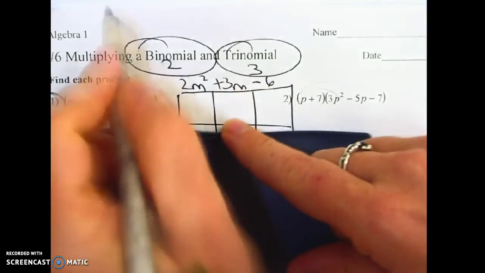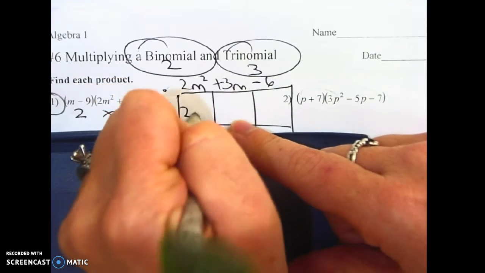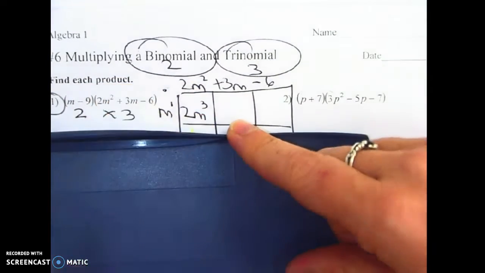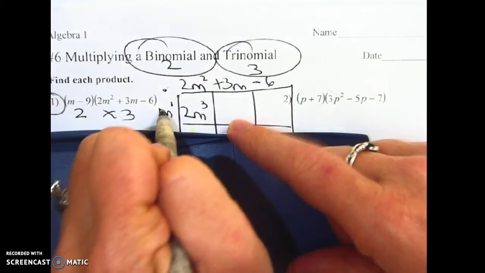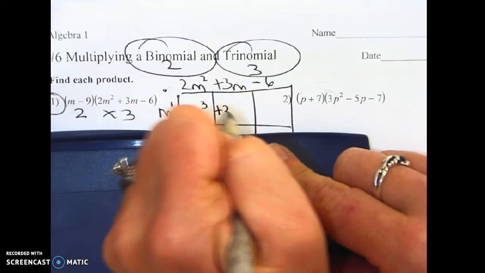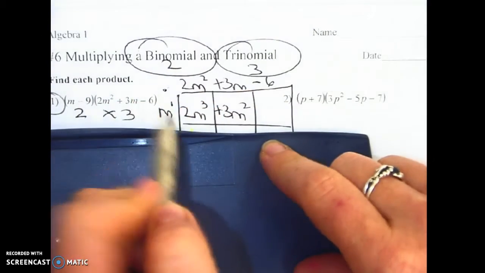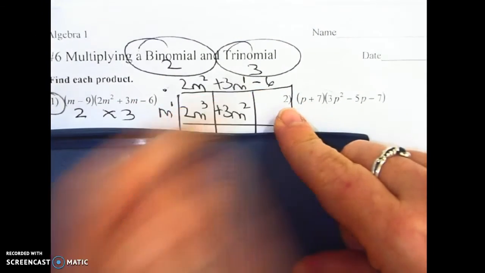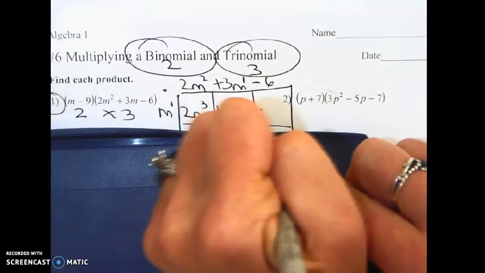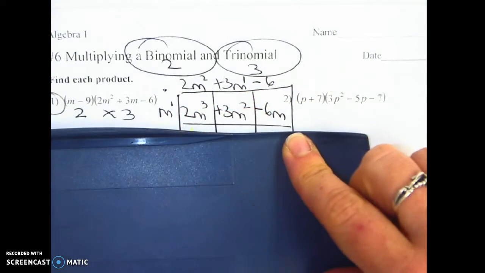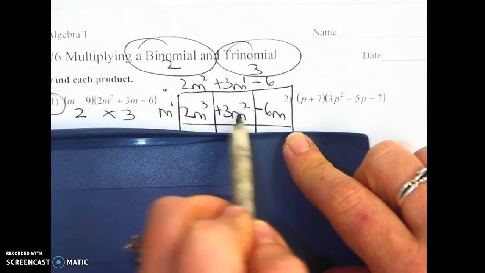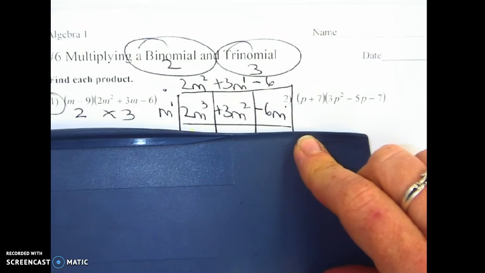So m times 2m, remember we're multiplying, is 2m cubed. Remember, you're adding. 2 plus 1 is 3. Then m and 3m is positive 3m squared. 1m and 1m makes 2m's. And negative 6 times m is negative 6m. If you'll notice, it does a pattern. 3, 2, an imaginary 1.